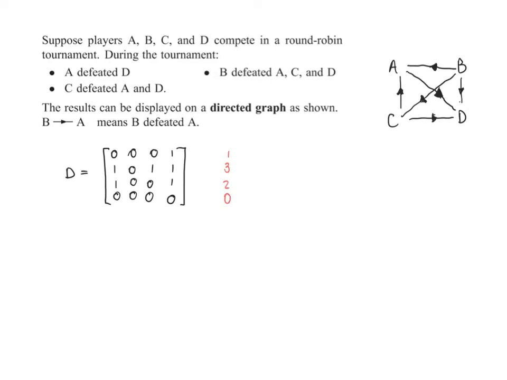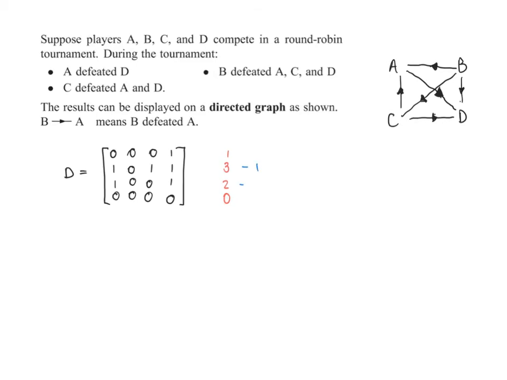So that implies that if we were to rank them, B would be number 1, C would be number 2, A would be a ranking of 3, and D would be the ranking of 4.